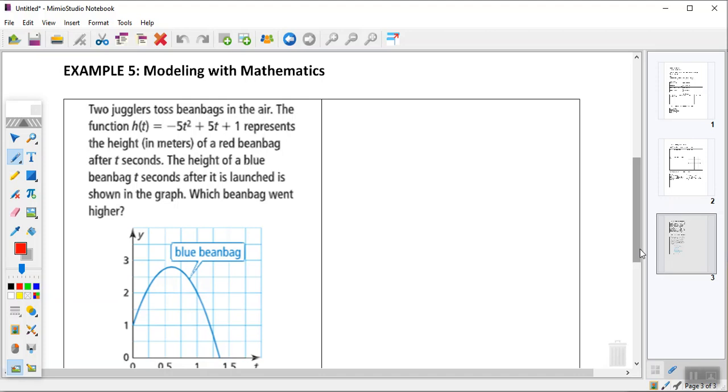Okay, so guys, let's just talk about this blue beanbag that was launched in the air right here. He's juggling 2 different types right here. We have a red one that's being launched, and this red one is modeled by this function, negative 5t squared plus 5t plus 1. The blue one's modeled in a graph right here.